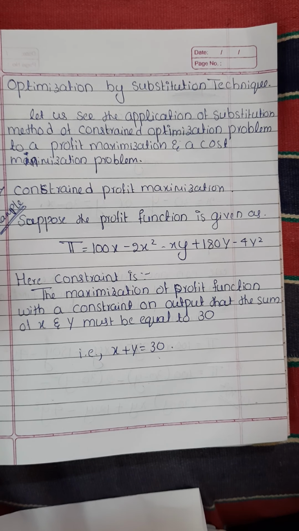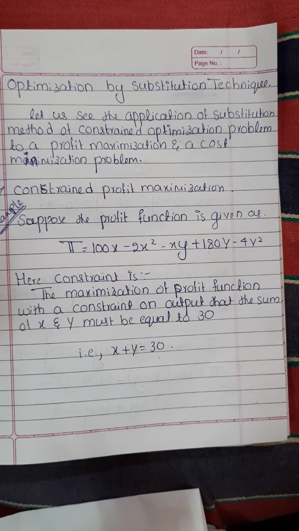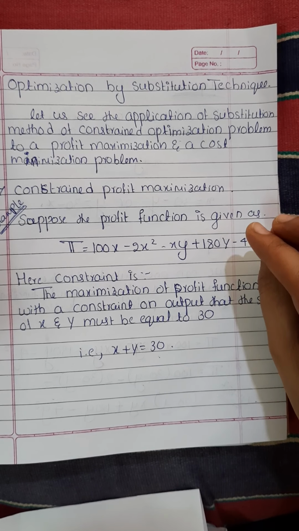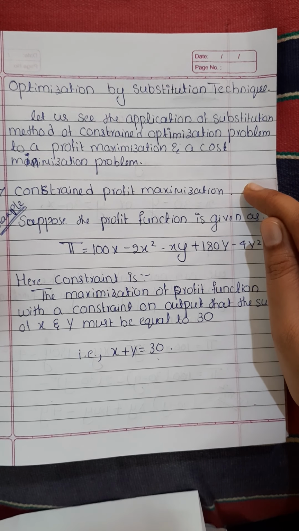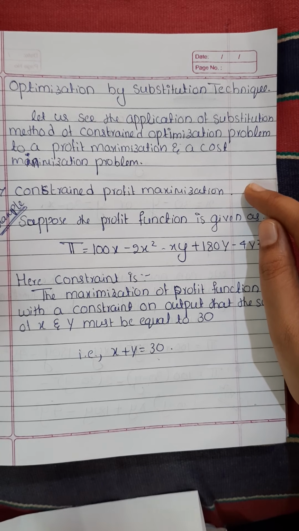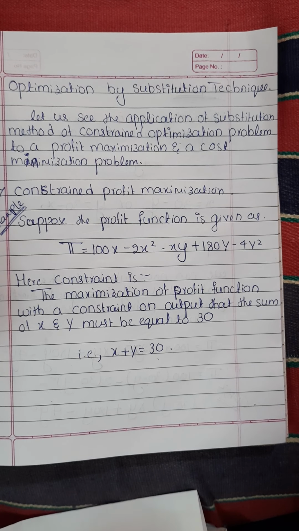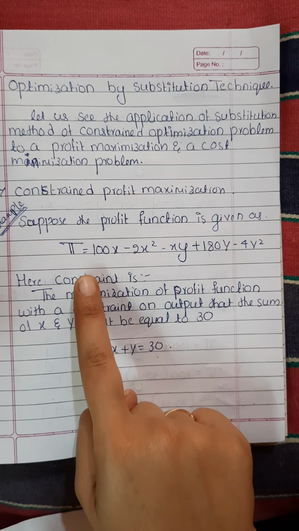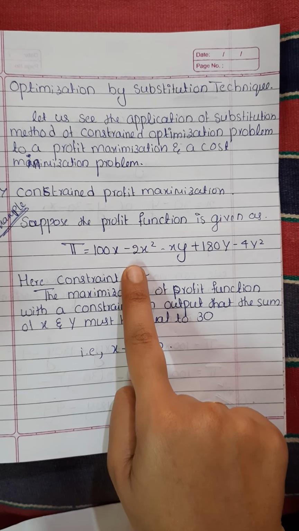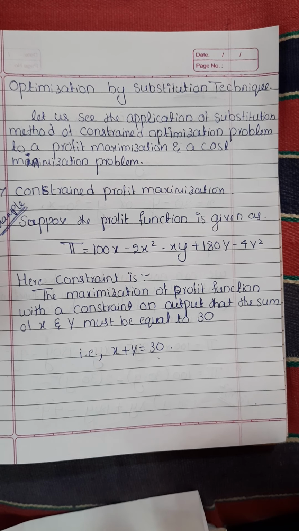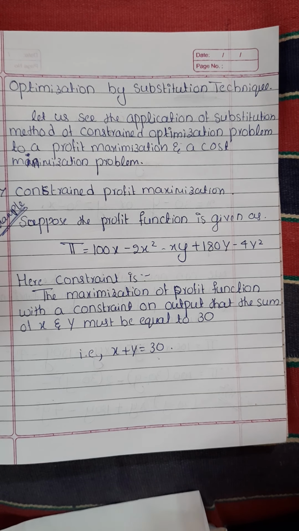So the first example is related to constraint profit maximization, meaning here we have to maximize the profit but there is a problem or a constraint related to the resources. Let us take the example. Suppose the profit function is given as profit equals 100x minus 2x square minus xy plus 180y minus 4y square.